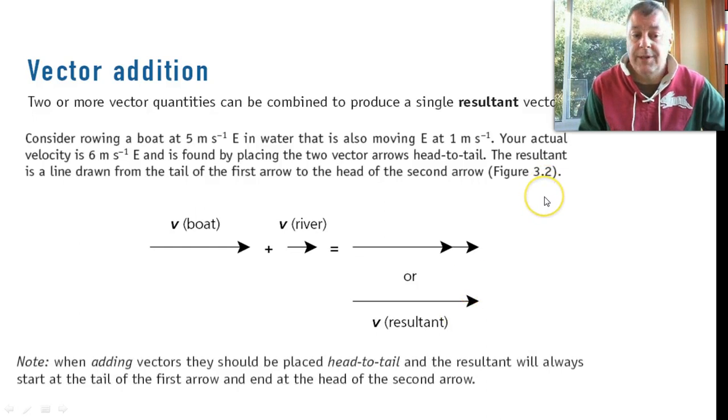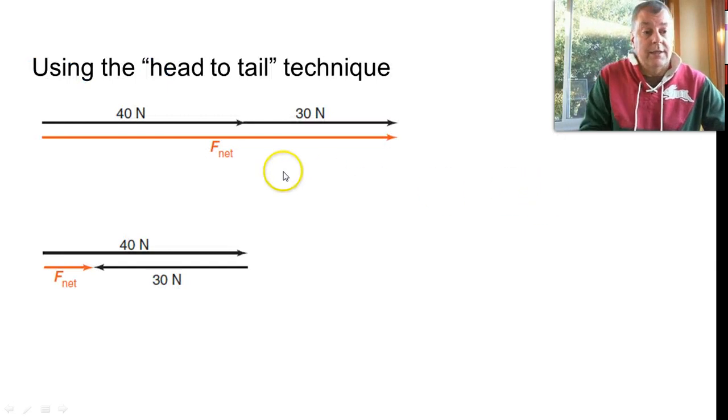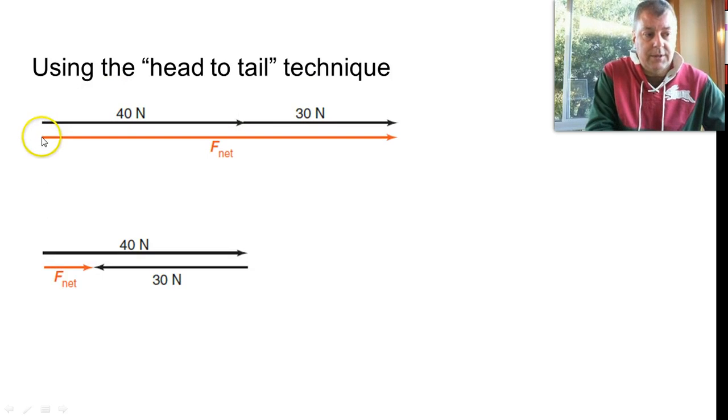Okay, just reaffirming the head to tail technique to add vectors together. Here's a couple more examples. 40 newtons to the right, 30 newtons to the right. The resultant from the tail of the first to the head of the last gives you 70 newtons. Here we've got some vectors in opposite directions. So this one is drawn the tail of the second to the head of the first, and we get the resultant going from here to here, which would be 10 newtons to the right.